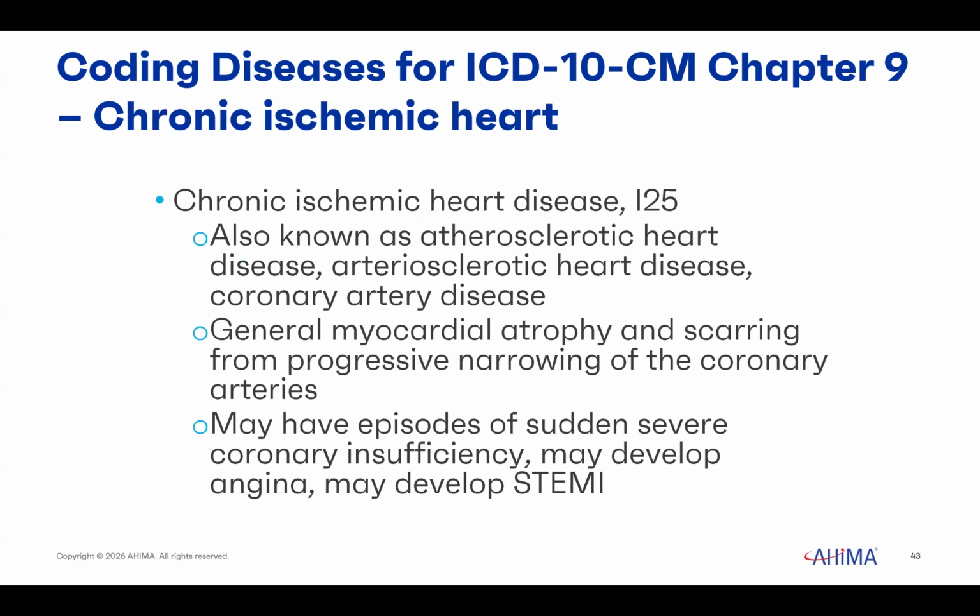Chronic ischemic heart disease, falling in code category I25, is also known as atherosclerotic heart disease, arteriosclerotic heart disease, and coronary artery disease, all fundamentally the same thing. General myocardial atrophy and scarring from progressive narrowing of the coronary arteries. We may have episodes of sudden severe coronary insufficiency, and this may evolve into either angina or a STEMI.